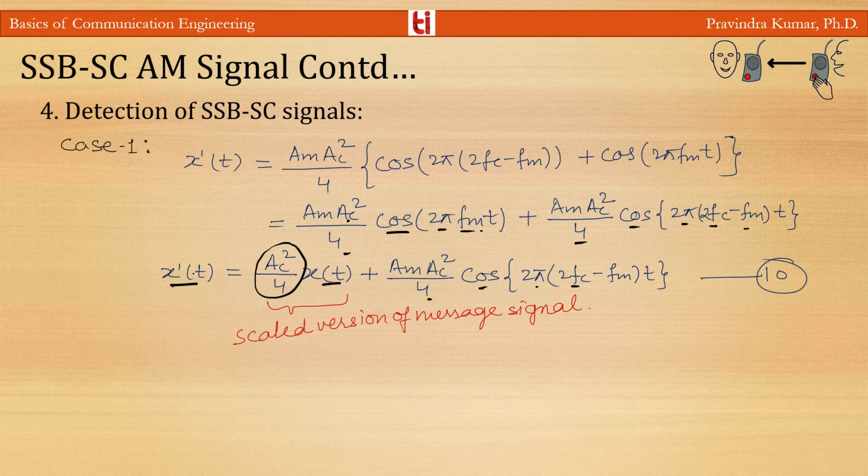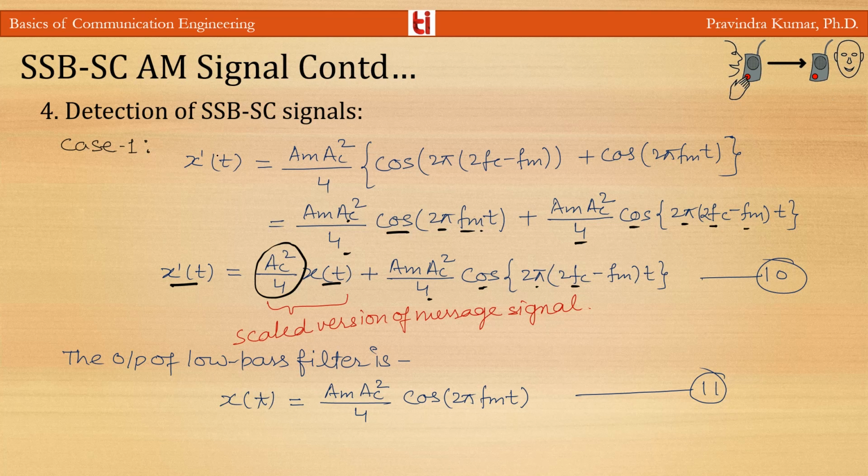filter. So the output of the low pass filter will be A_c square by 4 x(t), where x(t) is A_m cos 2 pi f_m t. So the output will be A_m A_c square by 4 cos 2 pi f_m t. This is the scaled version of the message signal, and it is scaled by A_c square by 4. This is the scaling factor. We can use the same block diagram for demodulating the SSB-SC signal having upper sideband.